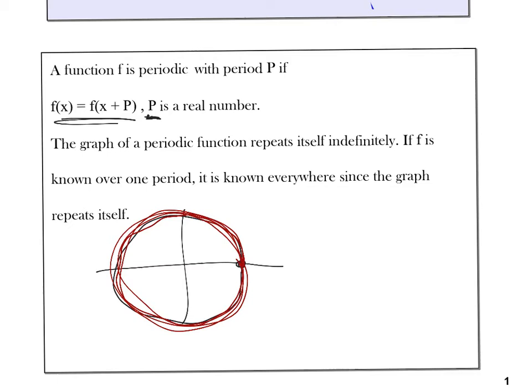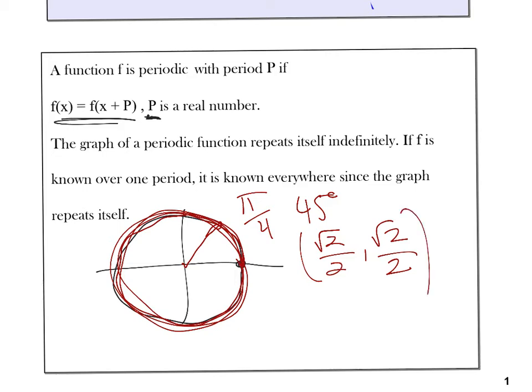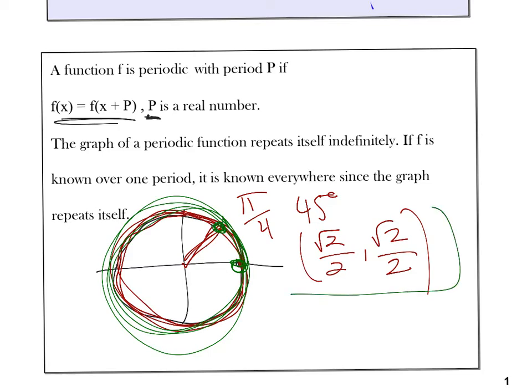So if I go to, we'll just call this pi over 4, the 45 degrees, we know that is square root of 2 over 2, square root of 2 over 2. That's from your unit circle. But what you need to be able to do is recognize that if I go around this 5 times and land here, it's still going to be the same sine and cosine. It's just a matter of how many times I go around the circle.